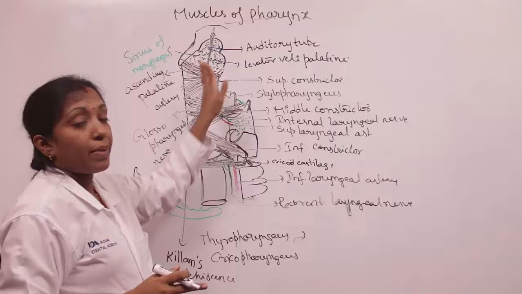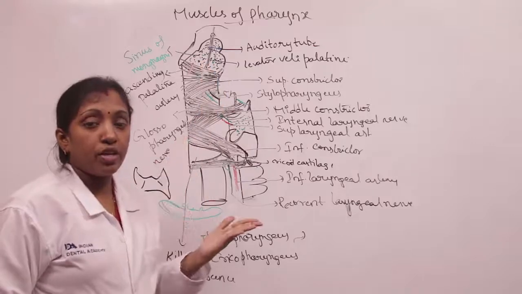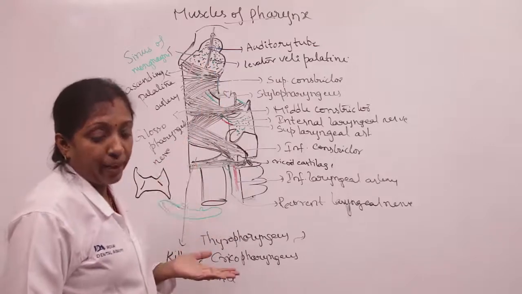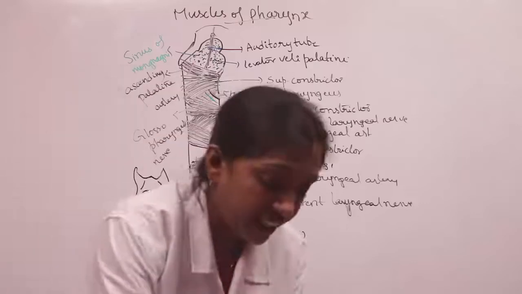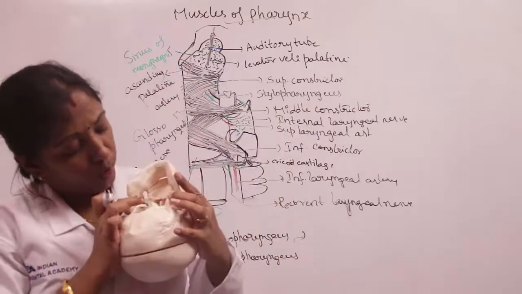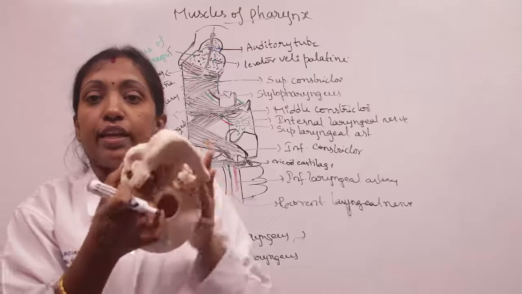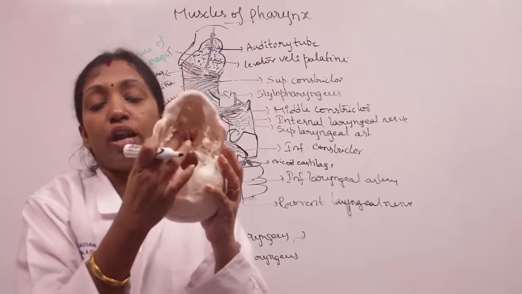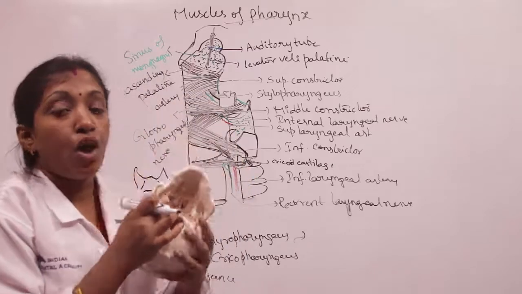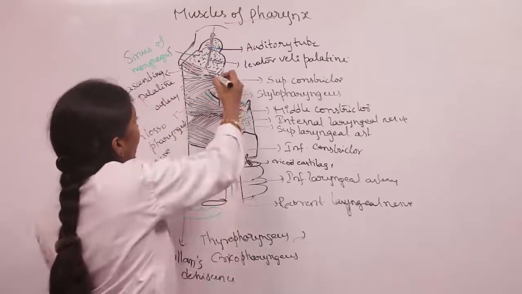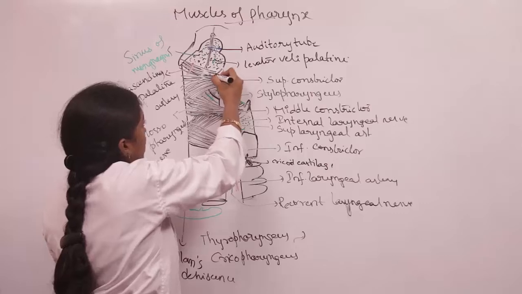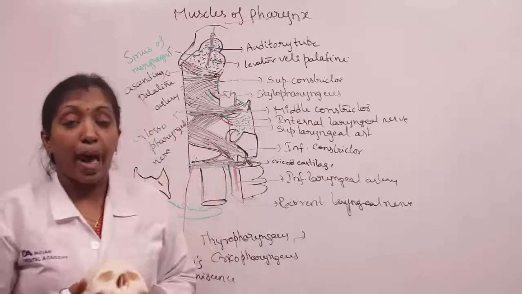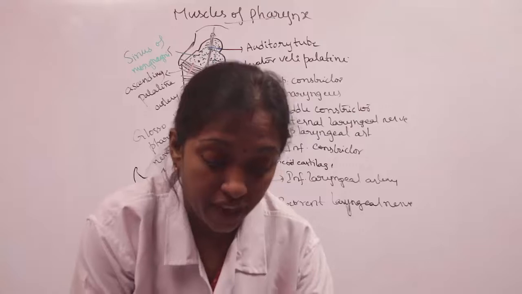The superior constrictor muscle arises from the posterior lower border of the medial pterygoid plate. I have shown you the medial pterygoid plate here. This is the medial pterygoid plate, and this is the lateral pterygoid plate. On the lower part of the medial pterygoid plate we have a spine-like projection. This we call the pterygoid hamulus, which gives rise to the pterygomandibular raphe.